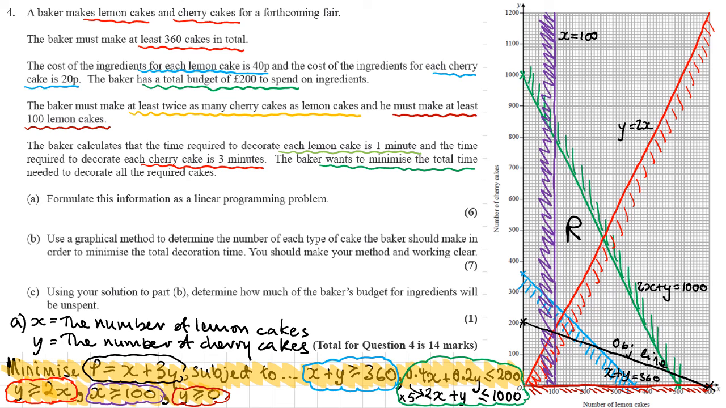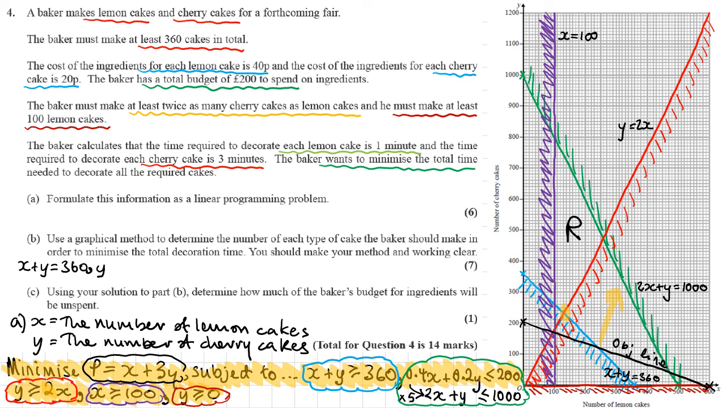So my objective line is going to be moving in this direction. Because I want to minimise, I want to find the first vertex that I'm going to encounter, and that's going to be this one here, and that is the intersection of the blue line, x plus y is equal to 360, and the red line, which is y is equal to 2x. So I need to solve those simultaneously, so that's fairly straightforward.